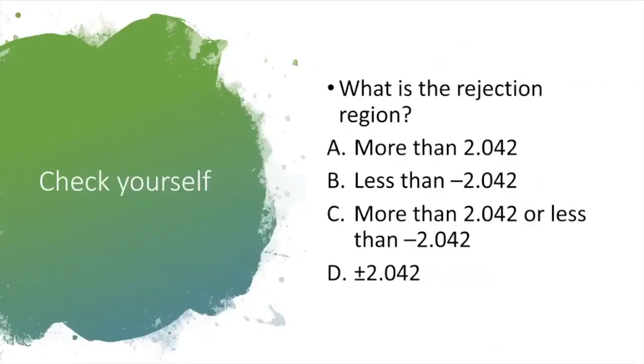Do we define the rejection region as more than 2.042? Is it less than negative 2.042? Is it more than 2.042 or less than negative 2.042, as I put them together? Or is the rejection region plus or minus 2.042? I'll give you a minute to think about it and pause if you really need to debate. Don't wait for me to give you the answer. I would love for you to come up with it on your own.